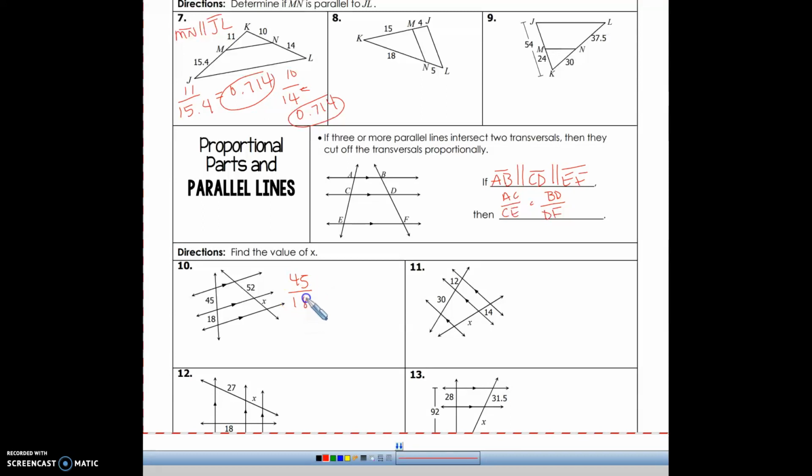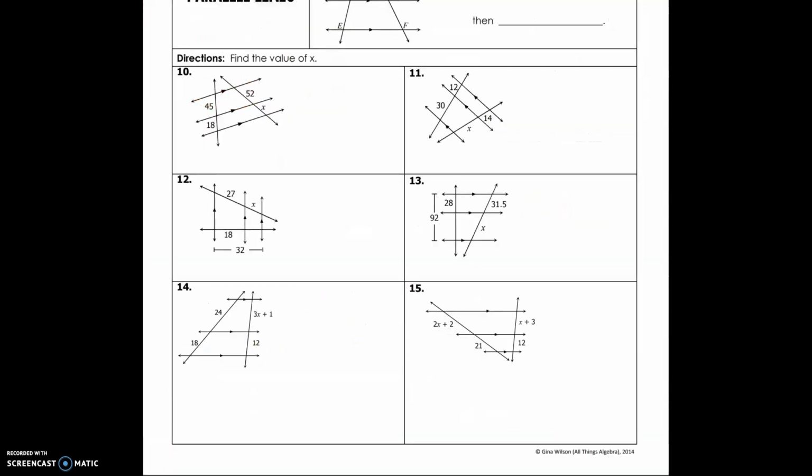45 over 18 equals 52 all over x. Cross multiply: 45x equals 52 times 18, which is 936. Divide by 45. And x is 20.8. Again, it is okay if you get a decimal. Okay, you pause the video for a minute and you try number 11.